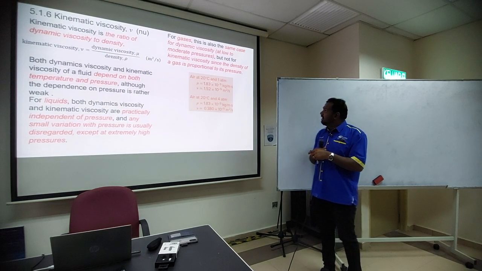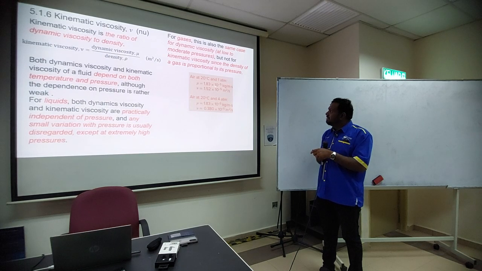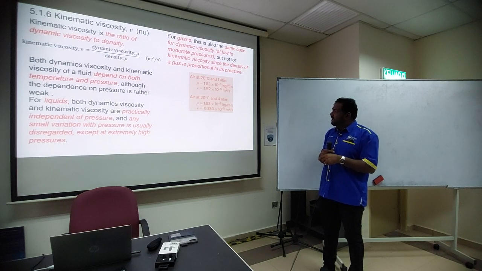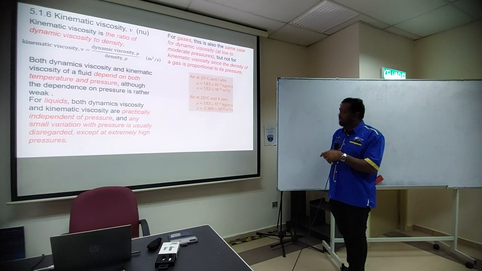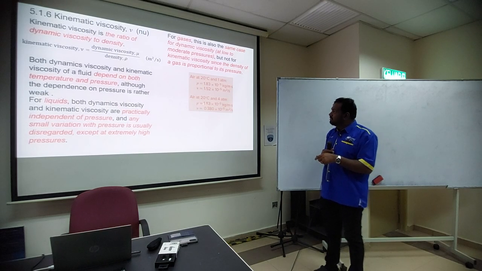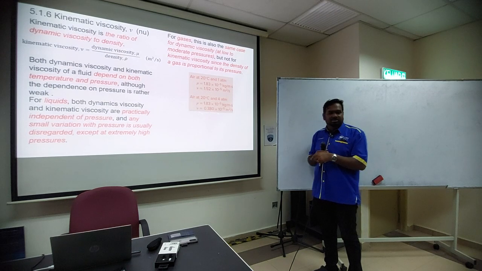Air at 20 degrees Celsius and 1 atmospheric pressure: the mu is 1.83 times 10 to the power of negative 5. And this is your kinematic viscosity, 1.52 times 10 to the power of negative 5. So air at 20 degrees Celsius, and you increase the pressure by 4 times, to 4 atmospheric pressure. You can see mu equals 1.83, still the same, but the kinematic viscosity reduces. Why does it reduce, not increase?